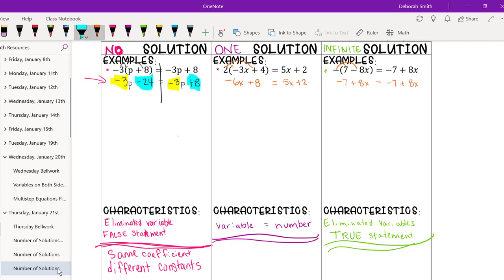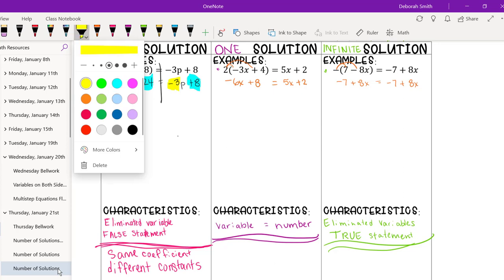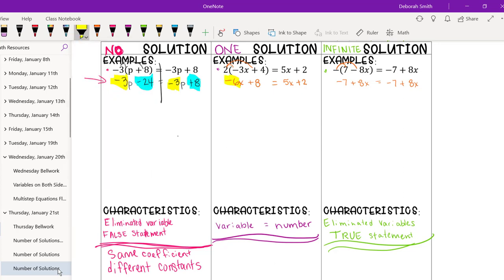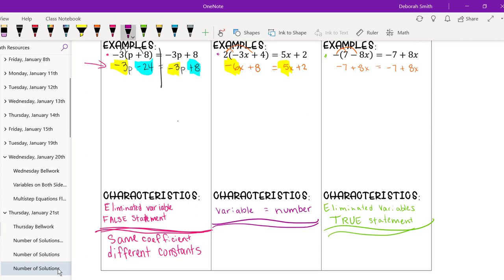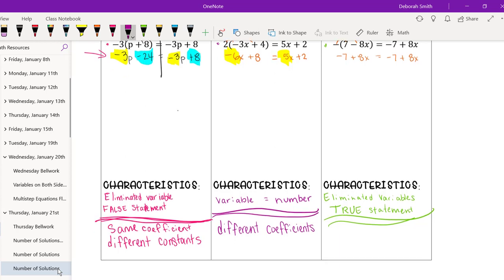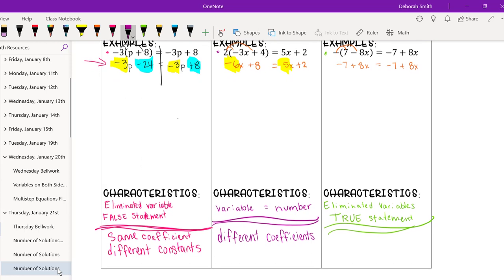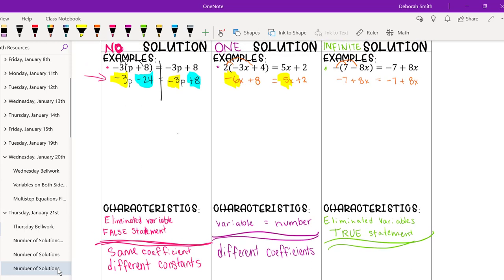Looking at the next one, the one in the middle with one solution, compare your coefficients. So we have negative 6 over here, and we have a positive 5 over here. We're done. Once we establish that we have different coefficients, we know we're going to have at least one solution to this equation. We don't have to compare the constant after that. Okay, that one's pretty easy to identify. So at least know that there's one solution there. Sometimes that's all it'll ask. Sometimes it'll ask you to find the solution, so then you would have to keep going.